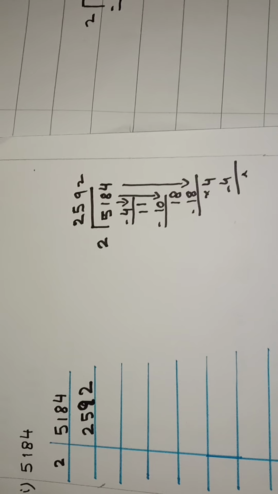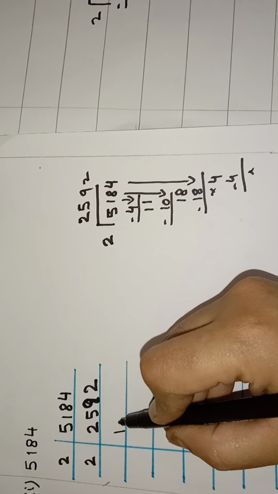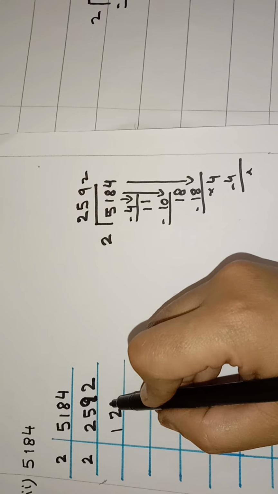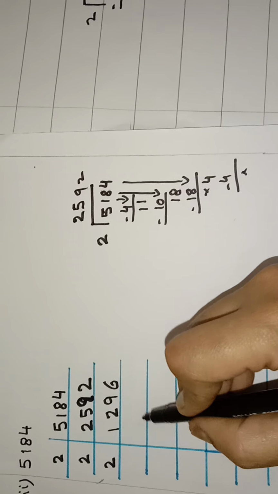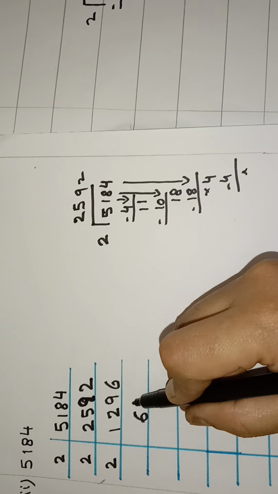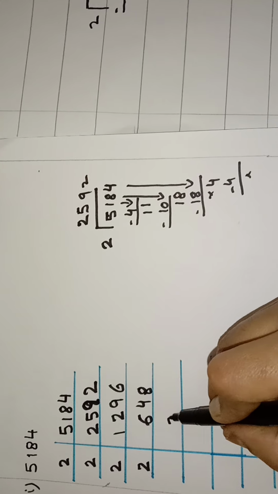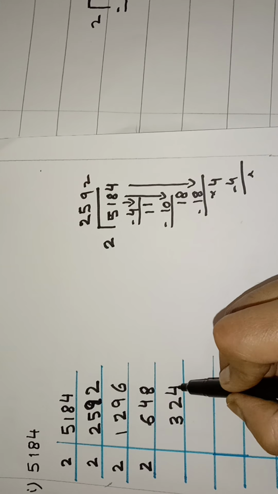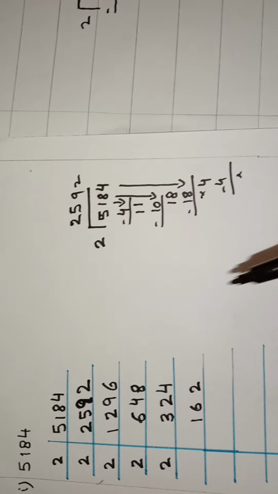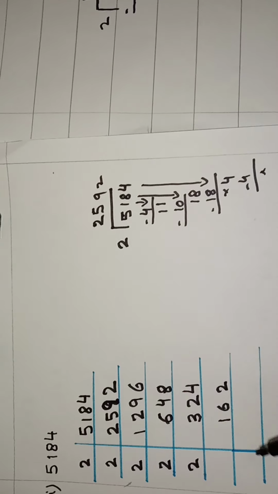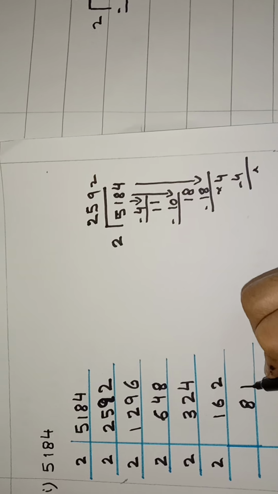Last digit is even, so again it will occur in the 2 table. So 2 ones are 2, 2 twos are 4, 2 nines are 18, 2 sixes are 12. Again it is an even number. 2 sixes are 12, 2 fours are 8, 2 eights are 16. Then again 2 threes are 6, 2 twos are 4, 2 fours are 8. Then again 2 ones are 2, 2 sixes are 12, 2 twos are 4. And after that 2 eights are 16, 2 ones are 2.